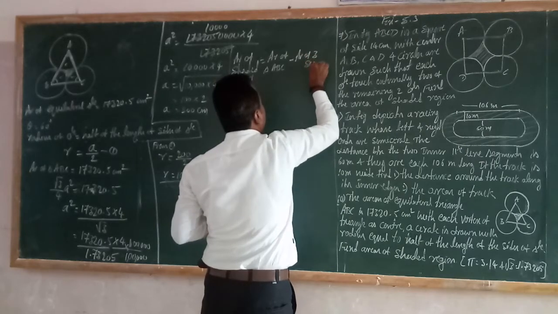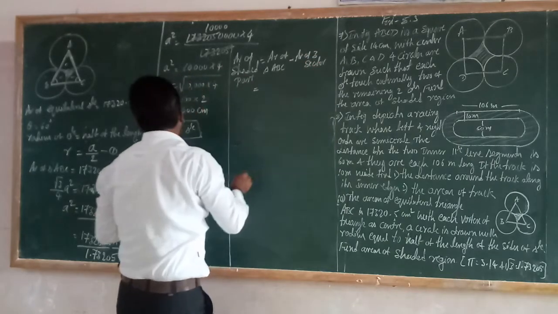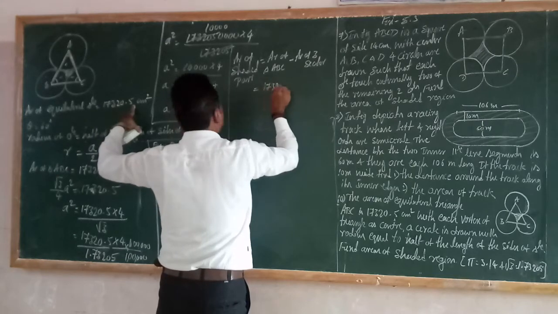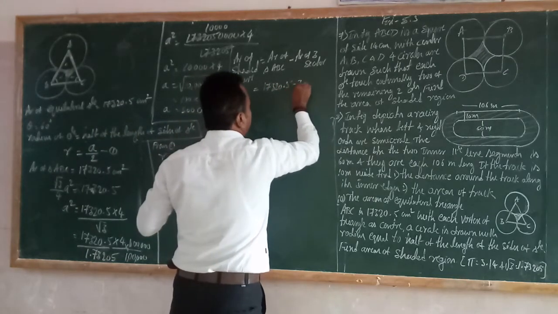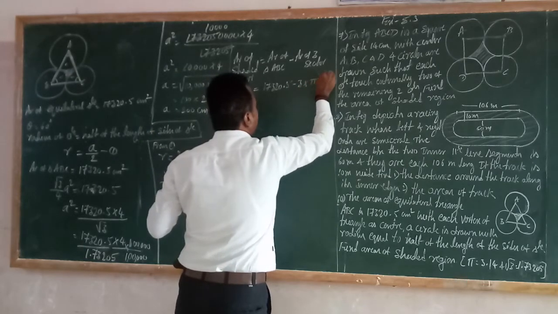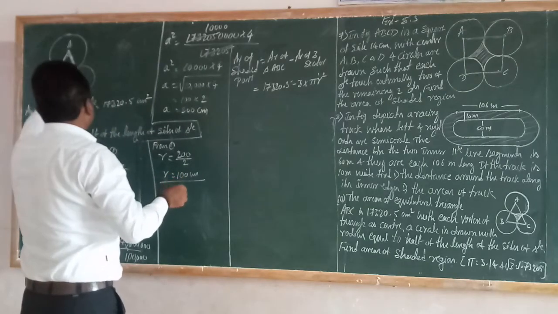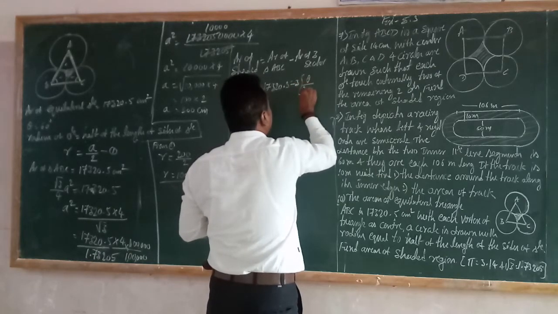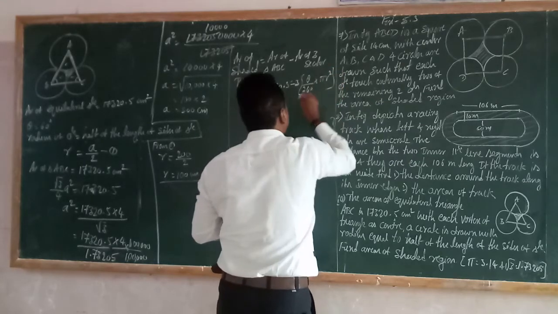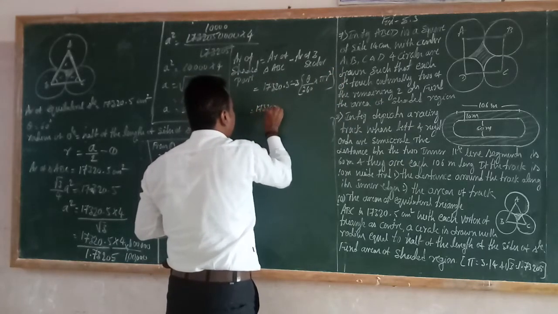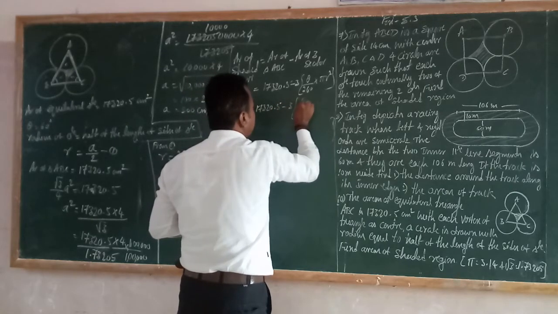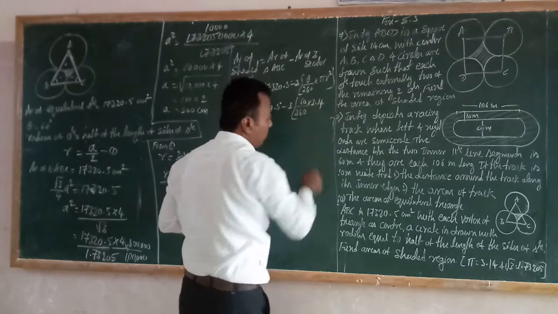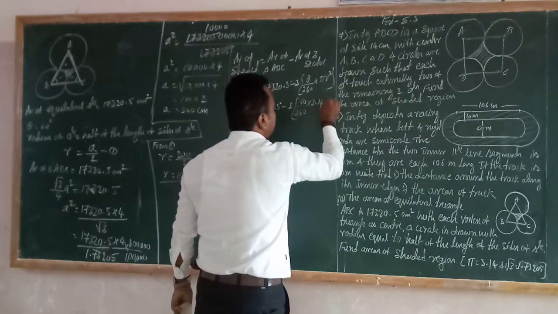Okay. What is the area of a triangle? Already I've given 173205, minus. What is the area of three sectors? 3 into theta by 360 into pi r square. Okay, 173205 minus 3 into 60 by 360 into pi, which is 3.14, as already given, into r square, means 100 square.